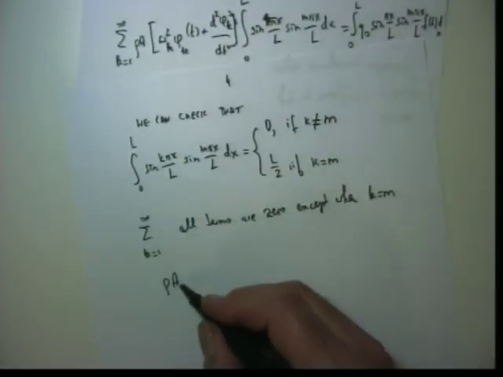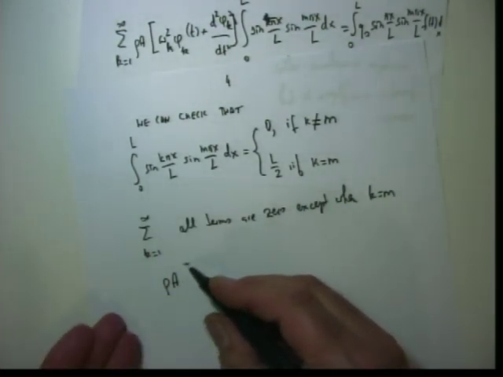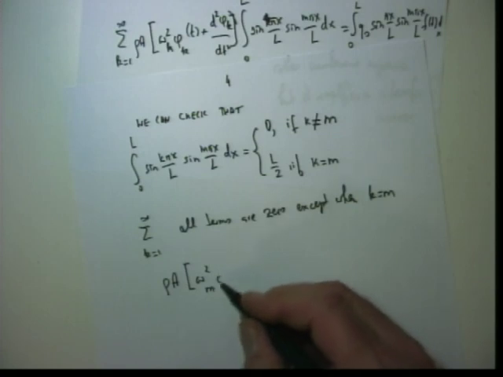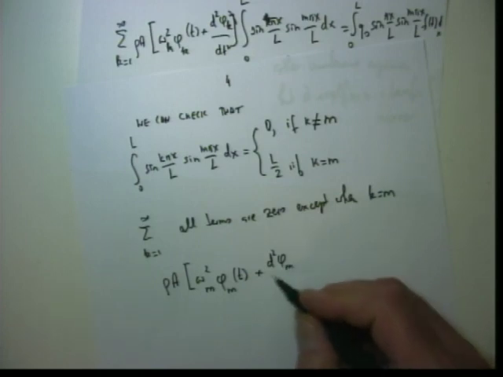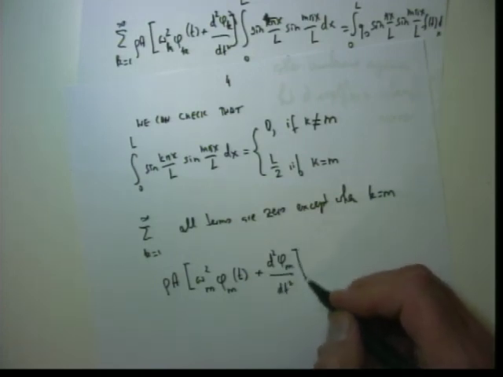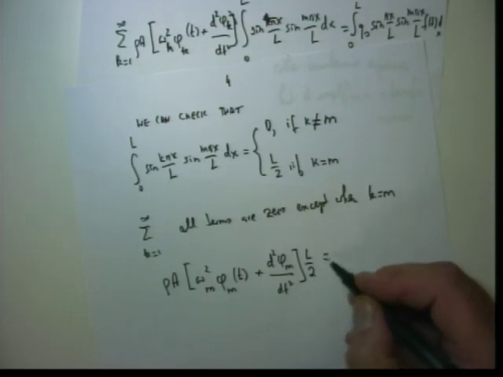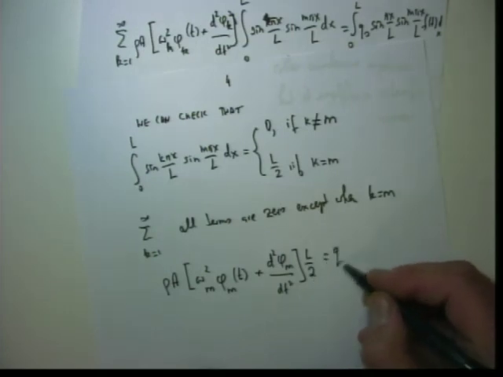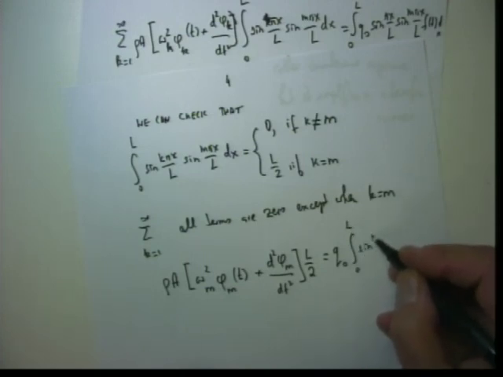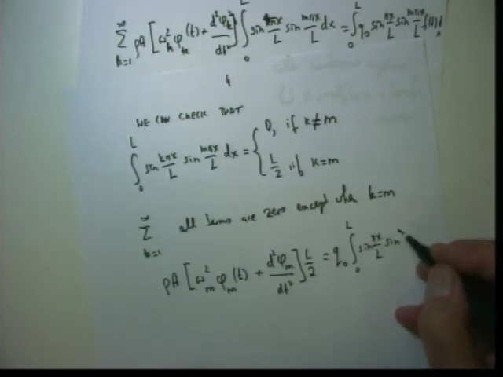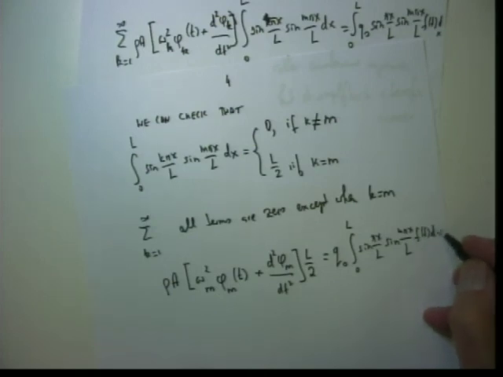So then we get here, pay attention, rho A. So there is no summation anymore. Here we have omega sub m squared phi sub m of t plus d2 phi sub m dt squared, times L over 2, equals q sub 0, which can be taken out, integral from 0 to L sine pi x over L sine m pi x over L f of t dx.